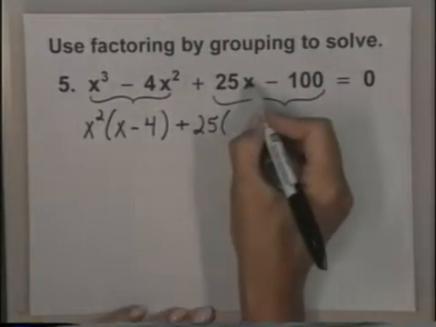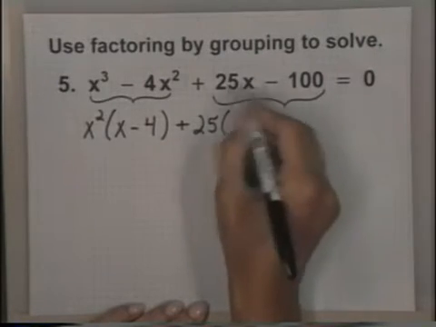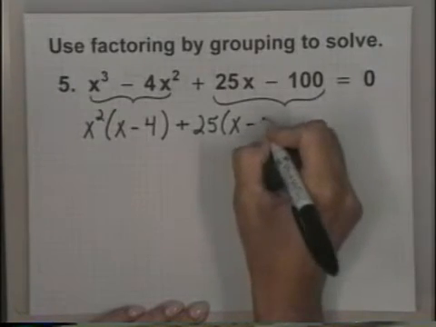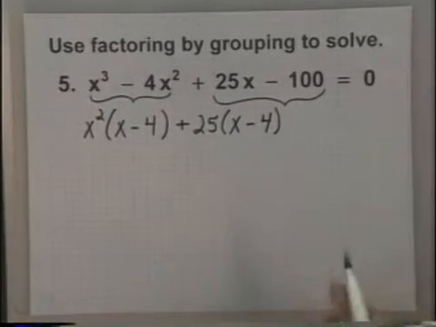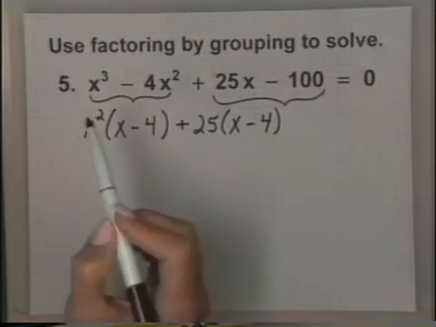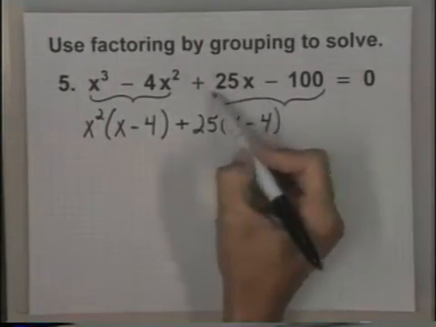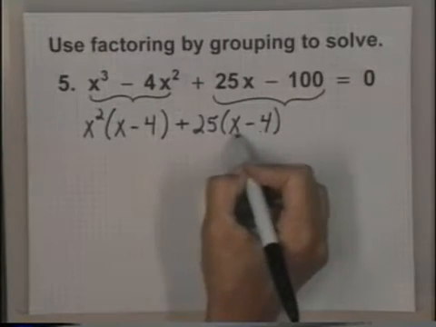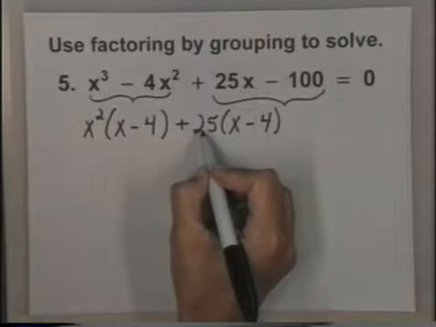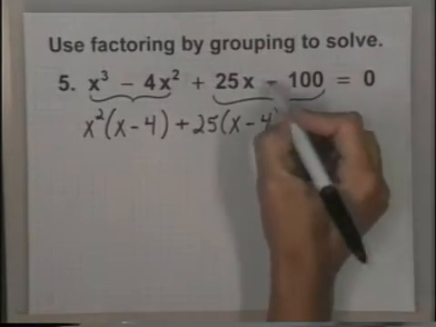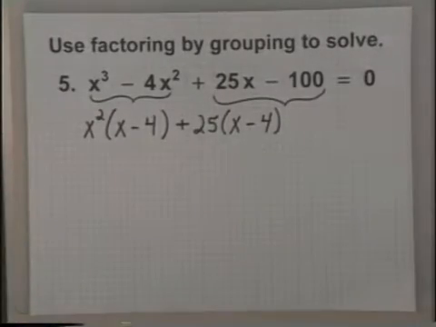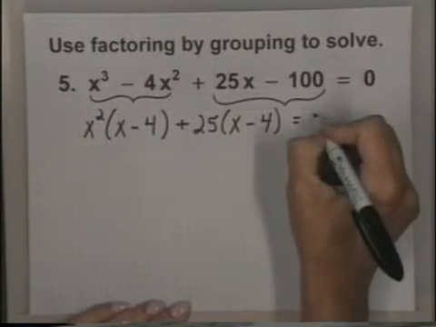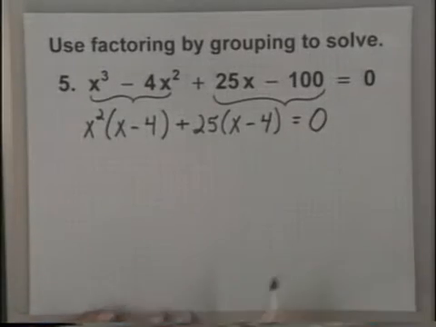When I factor a positive 25 out of the 25x, I'm left with x, and out of a negative 100, I'm left with negative 4. Remember, when we common factor, what we really do is take our original term and divide it by what we're factoring out, and we write here what's left. 25x divided by 25 leaves us with x. Negative 100 divided by 25 leaves us with negative 4. Of course, to complete the equation, we have equals 0.